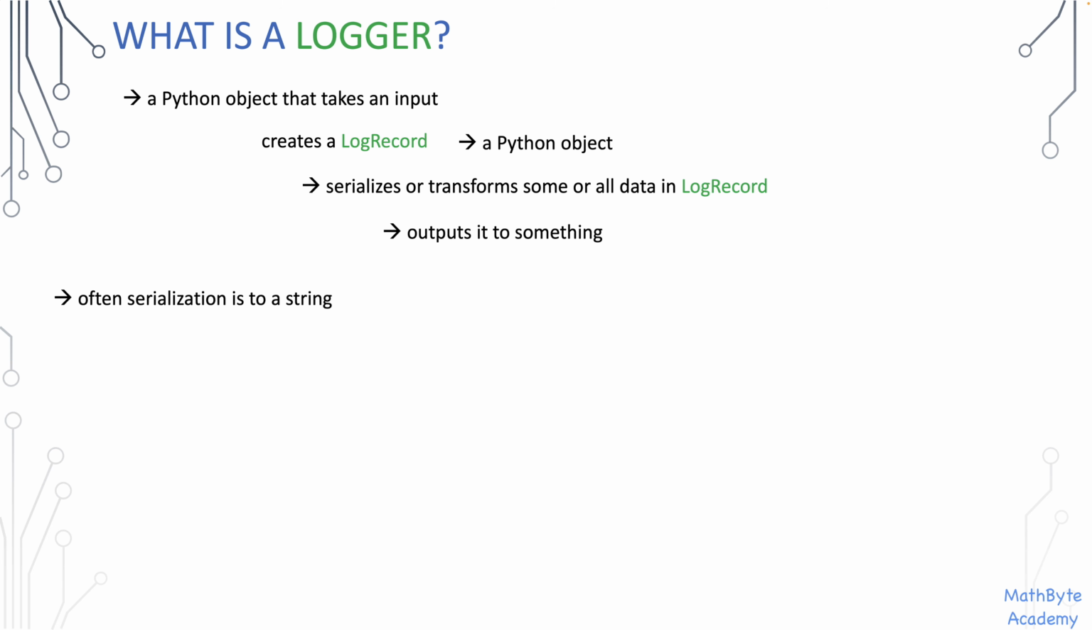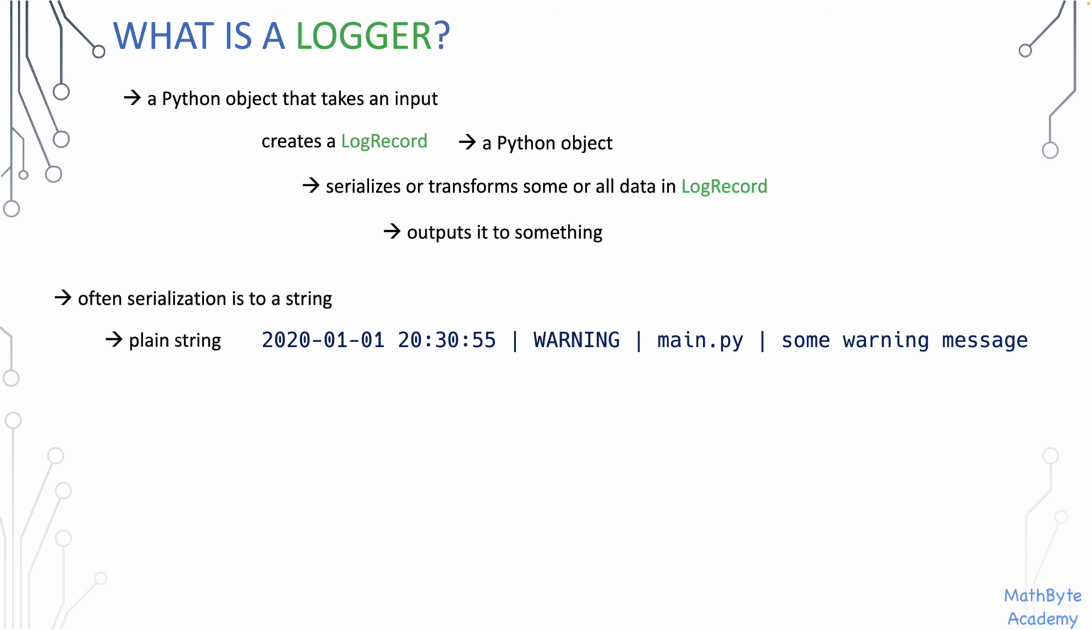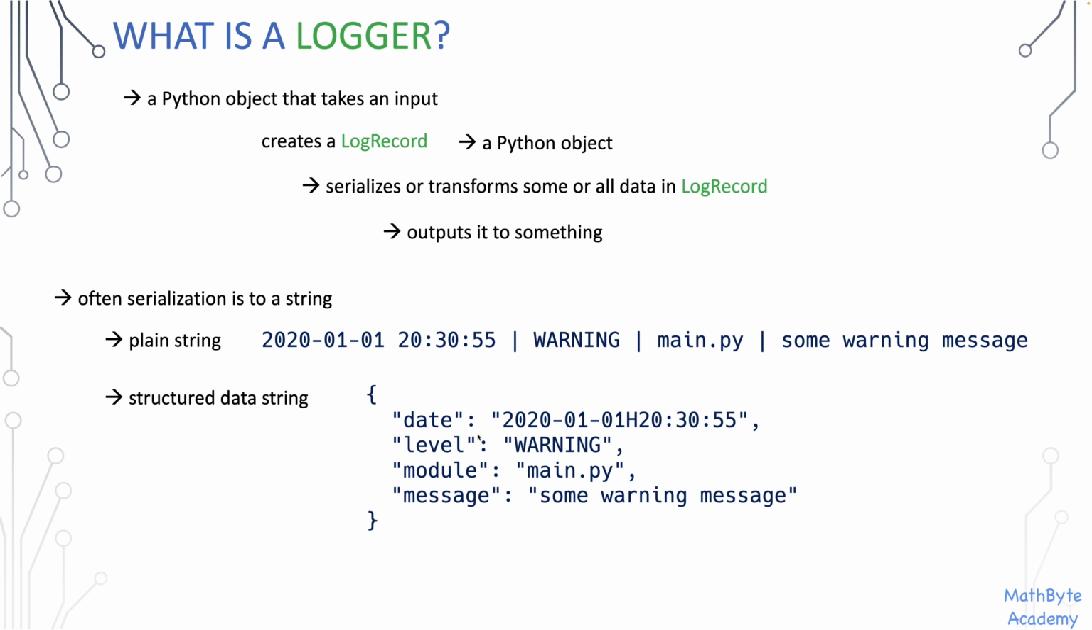Now, often the serialization is to a string, and it can be a plain string. So often you'll see logs that are being emitted this way, maybe in the console, or it could be in a file, or it could be in a logging system that receives those things, but it's just a plain string. Now, a string can also be structured data. JSON is a string. So JSON data is a string. This is just a string, but it is structured data. We can output that as well from the logger.